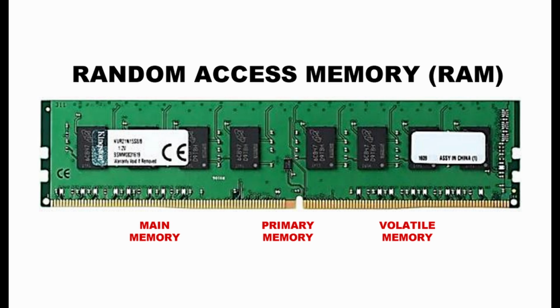When you turn on your computer, your operating system is stored here. Any program you have opened is stored here. And any work you are doing is stored here. This is the main memory of the computer. This is what talks directly with the processor. And this is what does the storage.